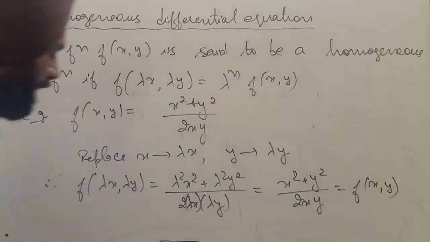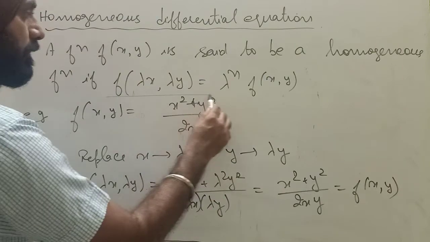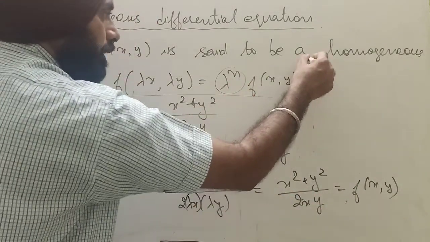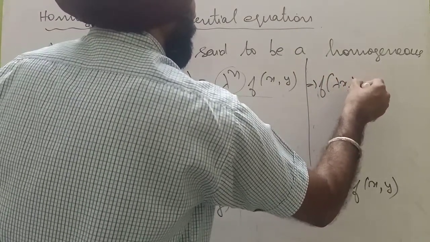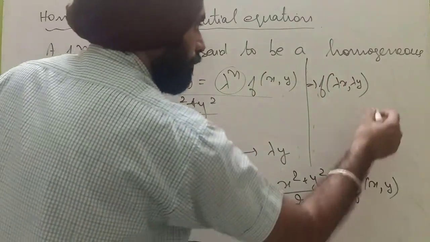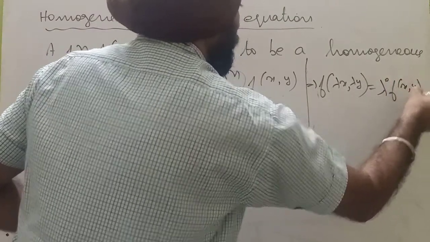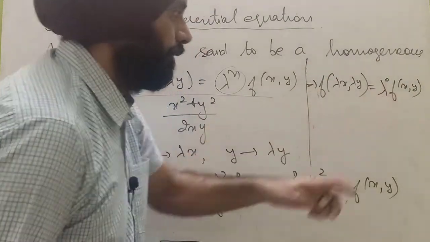So we have proved that f of lambda x, lambda y is equal to f(x,y), which is of this type. But where is lambda raised to n here? So last step you can write that f of lambda x, lambda y is equal to lambda raised to power 0 f(x,y), which is of this type, and here the degree of this function is 0.